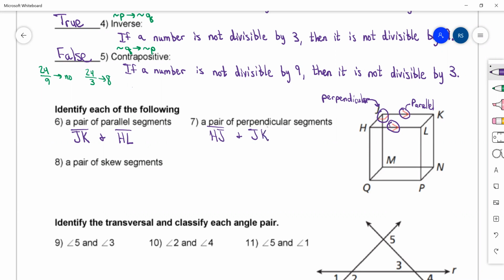JK are perpendicular. Just kidding, guys. And gals.